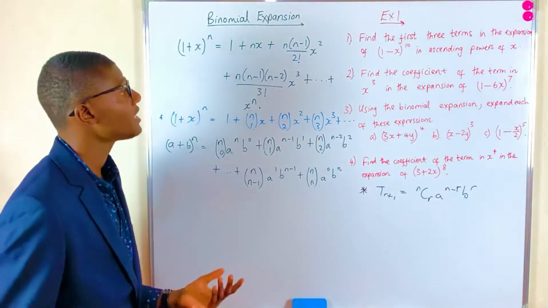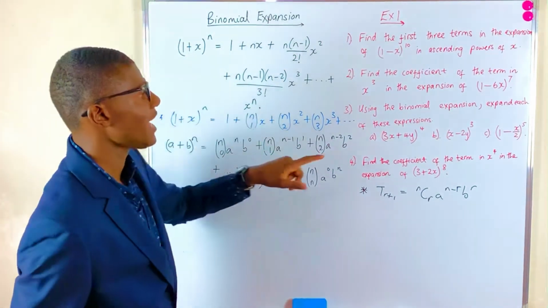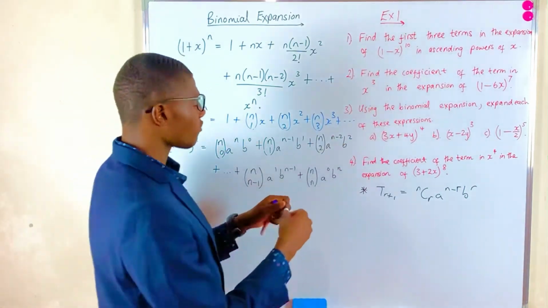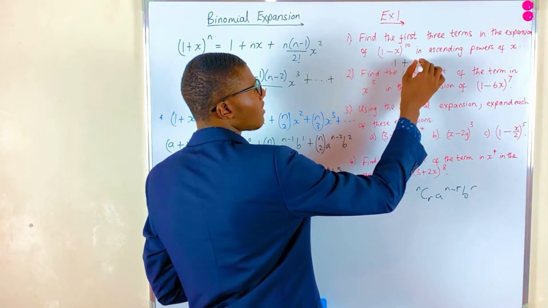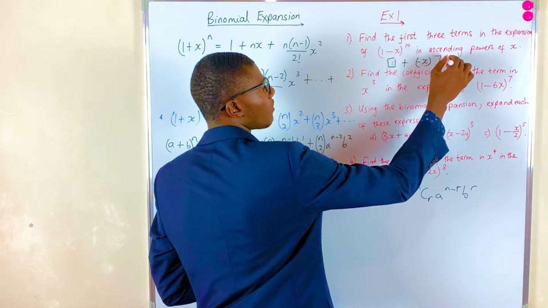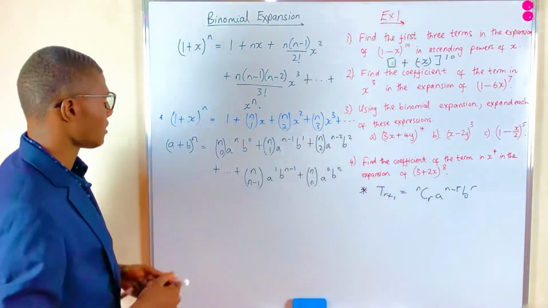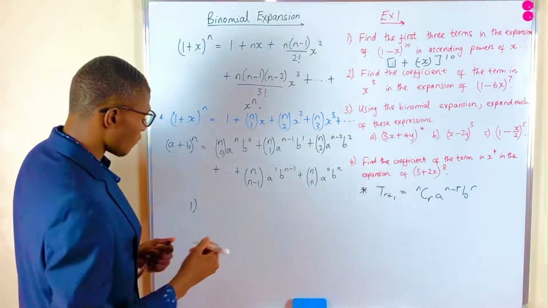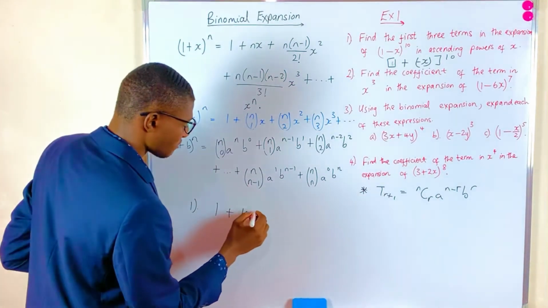So for the first 3 terms, if we use this binomial expansion of 1 plus x, in this case we've got a minus x. So it's more like 1 plus minus x, to the power of 10, and then we can apply the binomial expansion. So if we do that, we're saying 1 plus nx, n being 10, multiplied by x.